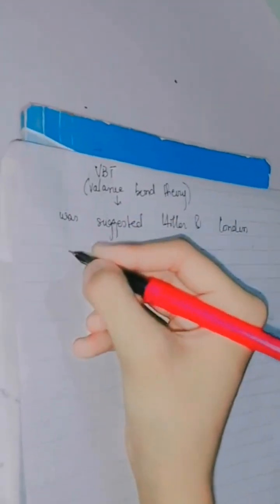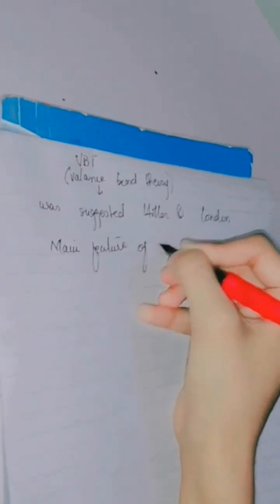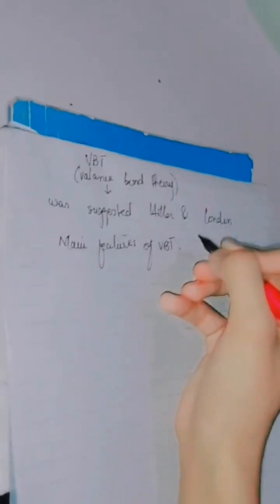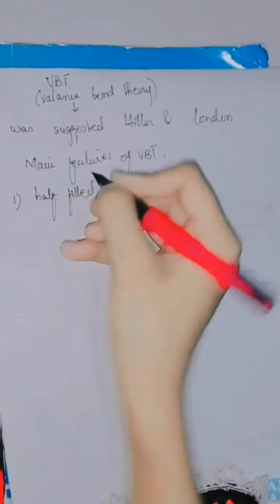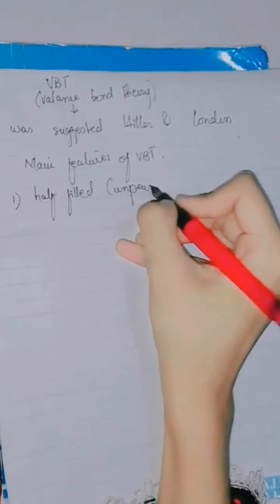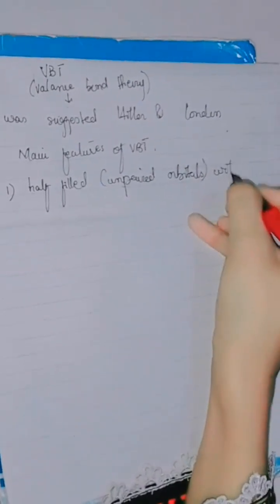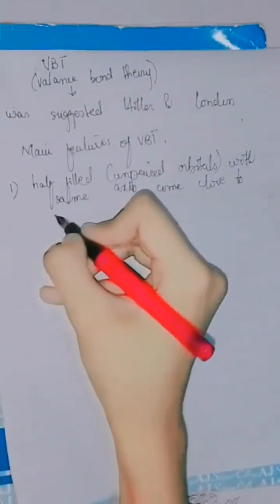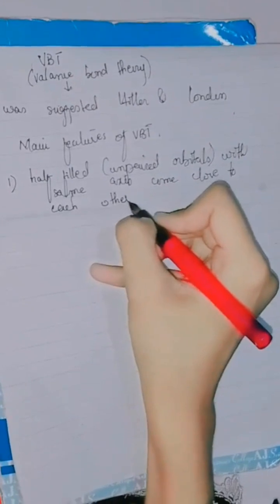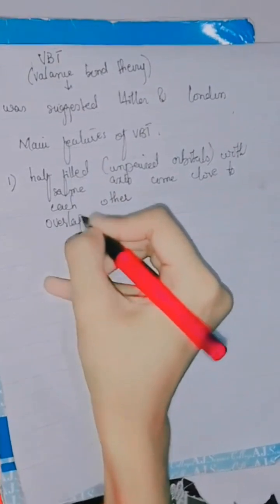Talking about the main features of VBT. First and the main feature is half-filled, we can say unpaired, orbitals with the same axis come close to each other, and this whole activity is called overlapping.